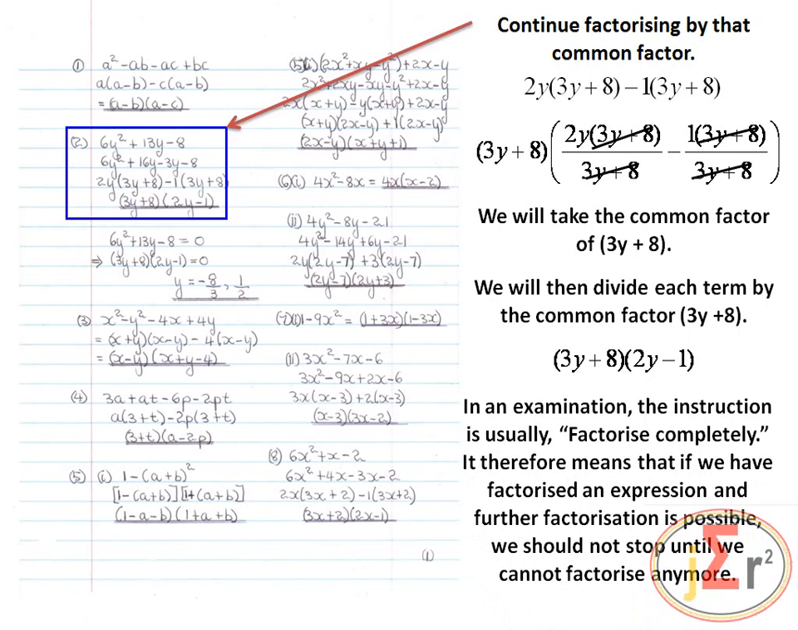In an examination, the instruction is usually factorize completely. It therefore means that if we have factorized an expression, and further factorization is possible, we should not stop until we cannot factorize anymore. Factorize completely, factorize till there is no other possibility or prospect of factorization. But in this particular case, we have exhausted all possibilities, so we are at the end of it.